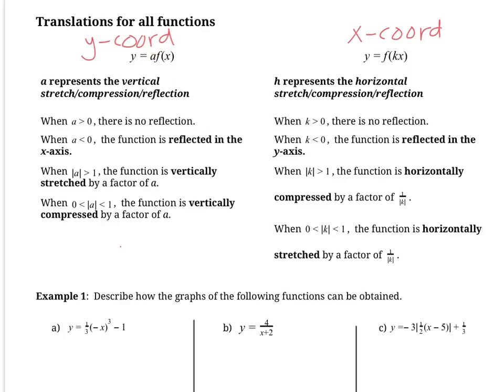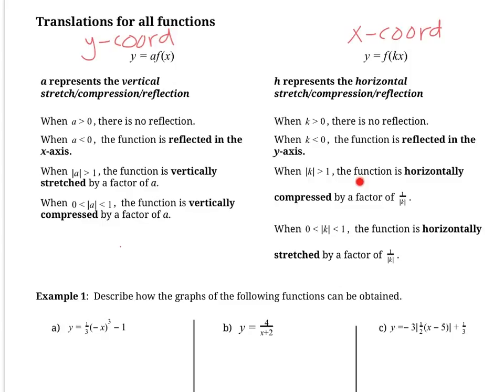Well, if our a value is greater than 1, then it's going to do exactly what it looks like. It's going to multiply all of the y values by a. So we say that this is a vertical stretch by a factor of a. A is what we're multiplying all the y values by.